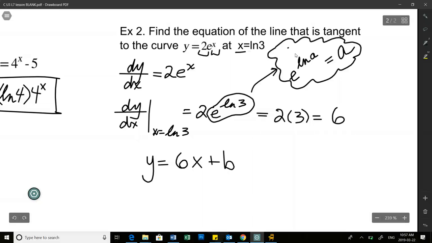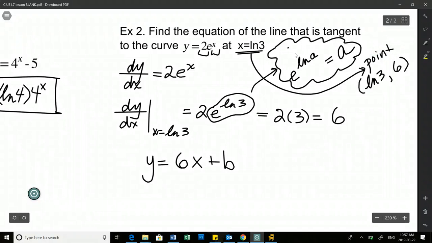So my point on the line is actually the x value is ln 3 and the y value is 6. Because when I sub in ln 3 here, I'm going to get 6. So that's a point on the tangent. This only happens because my derivative is the same as my original function. Otherwise, I would be plugging this x coordinate into the original function to find the y. But we already did that here in the derivative.